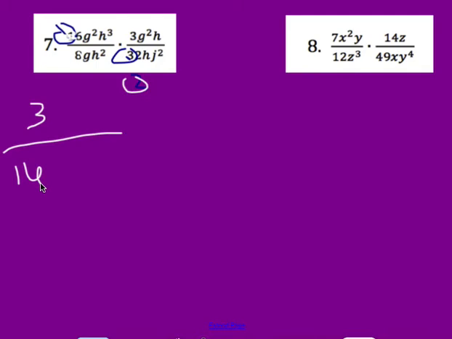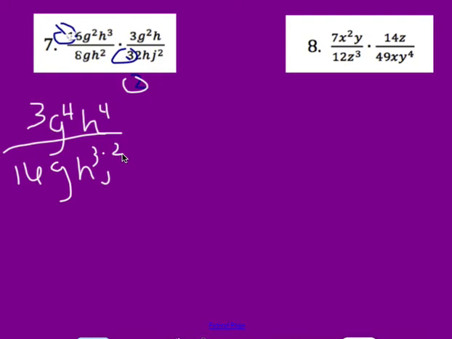So we have g squared times g squared on top. That's going to give us g to the 4th. Then we have h to the 3rd times h to the 1st. That's going to give us h to the 4th. Then we have g on the bottom. H squared times h to the 1st is h to the 3rd. And then we also have that j squared on the bottom.